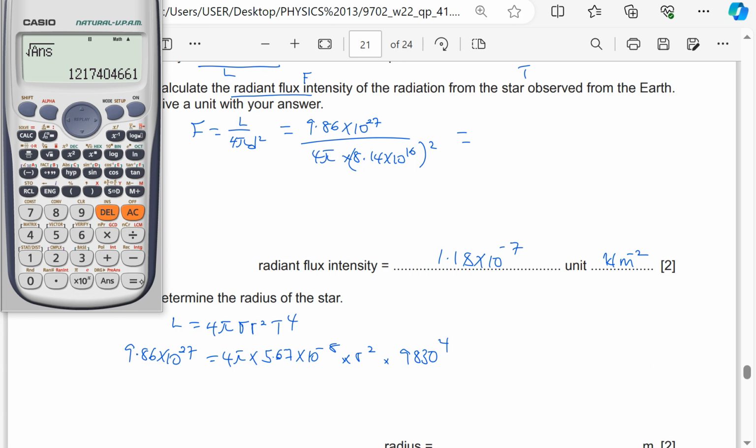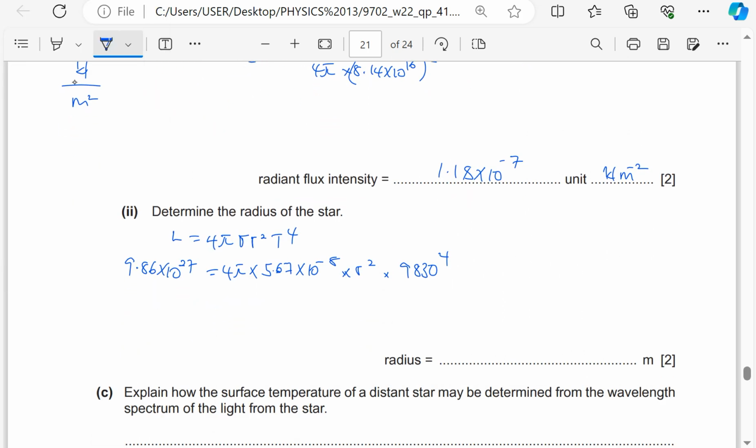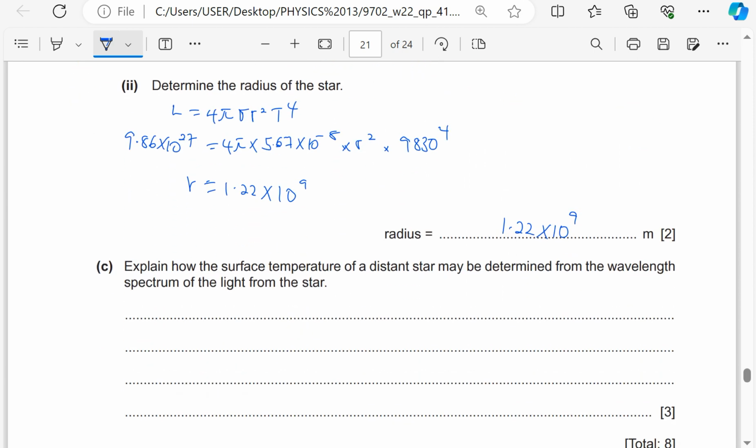So this is 1.22 times 10 to the power of 9. So R is 1.22 times 10 to the power of 9 in meters.